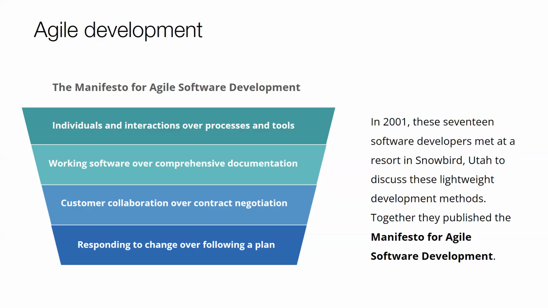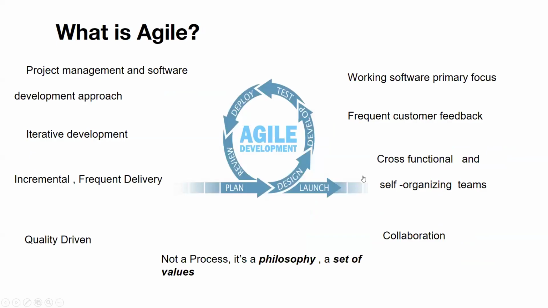Responding to change over following a plan. There is a plan, but if changes come into the plan, we should be flexible enough to accommodate these changes as well, right? So those are the key things that are mentioned in the Agile Manifesto. You can Google this and find out more as well, right?